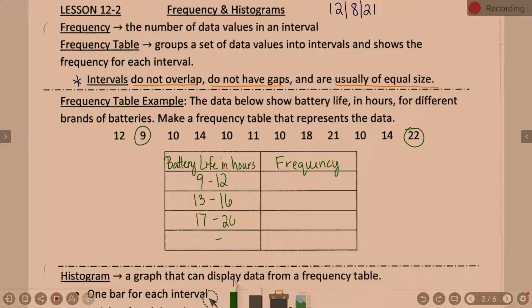17 to 20. And then 21 to 22, I guess. Well, go so that they're equal size intervals. So even though we're not going to have a couple of numbers, we're going to say 21 through 24. 4 values. Yes. Okay.